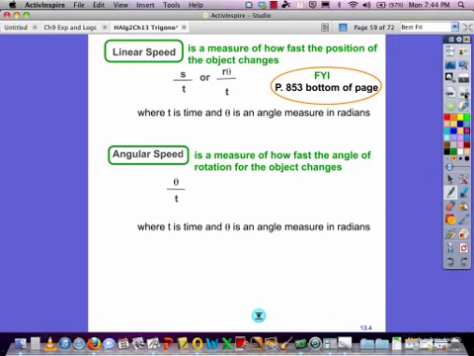Linear speed is the measure of how fast the position of the object changes. So think of spinning something, and then whatever its force is would let go and it's going to fly off. That's linear speed. But angular speed is the measure of how fast the angle of rotation for the object changes. So how fast is it spinning? And so we have t is time and theta is the angle measure in radians that we're traveling through. So you're going to need that to answer a few questions.